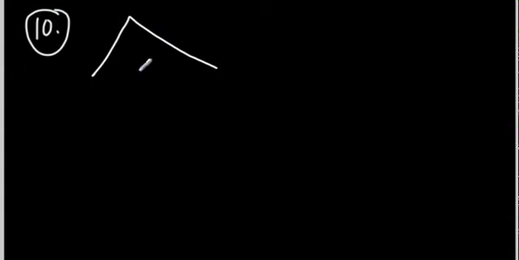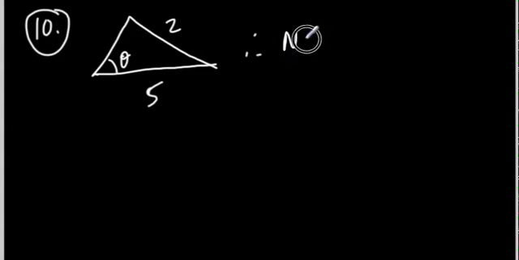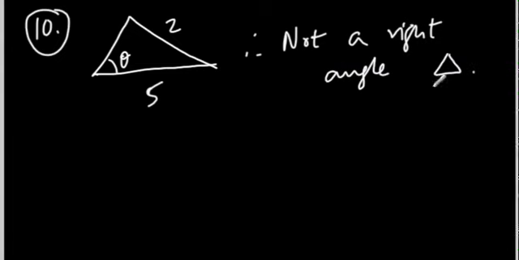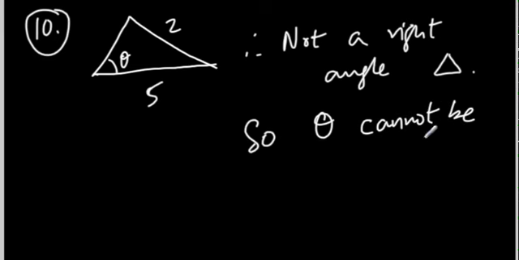Finally, number 10. If you've done number 7 already, this should be straightforward. If we look at that, here's our theta, here's our 2, here's our 5, right? Once again, this is not a right angle triangle. There's no evidence right here. There's no right angle right here, right? You might think it's here, but it's not. I haven't shown it. So there's no evidence. So therefore, this is not a right angle triangle. So theta cannot be found. And that's our solution.